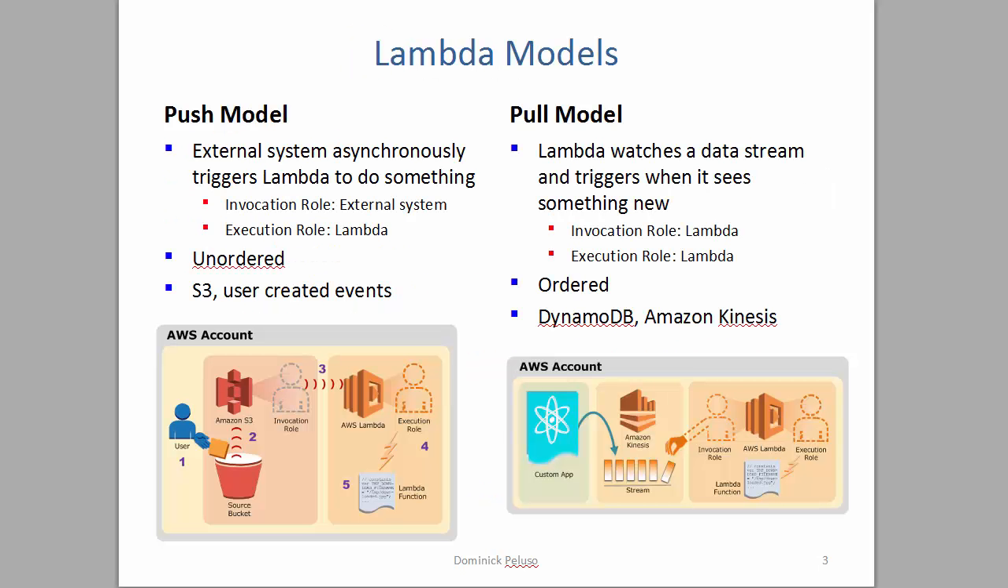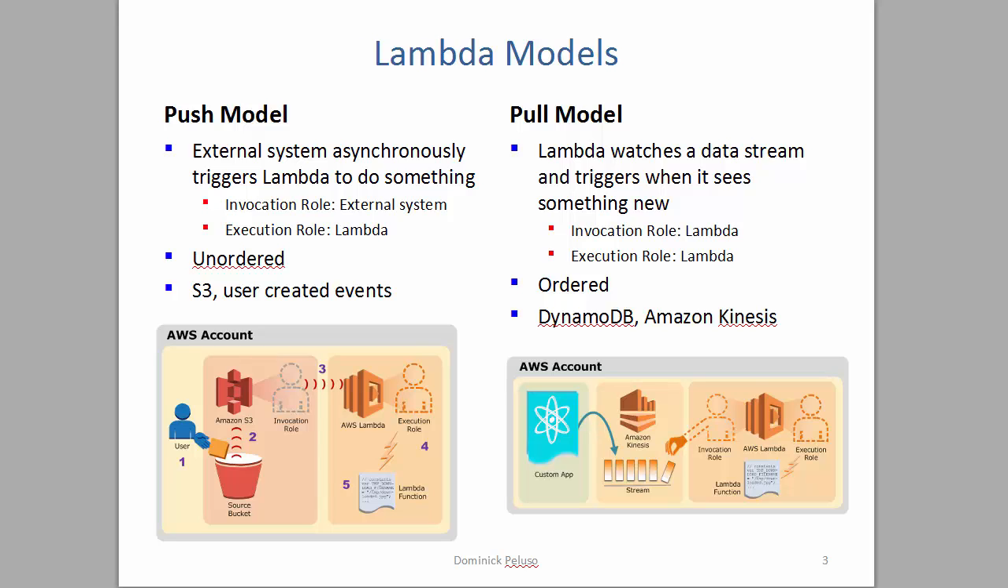So there are two ways that Lambda can work, what they call their models. There's a push model where an external system is triggering Lambda to take action and do something. It's providing a request and that kicks it into gear. So what's invoking it is an external system, and then Lambda is executing whatever that code is. An example of this would be if you have an S3 bucket and you're adding something to that bucket, that can create an event that would push Lambda to do something. So S3 in that case would be what's invoking Lambda.